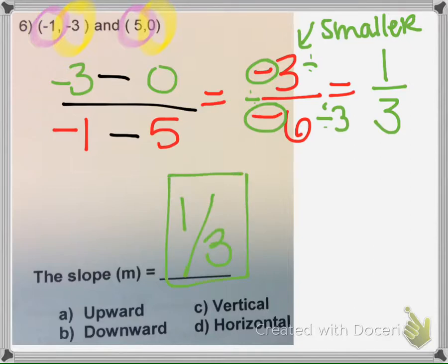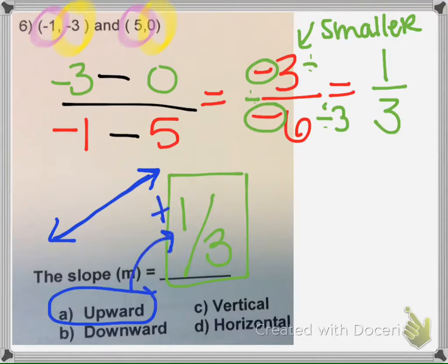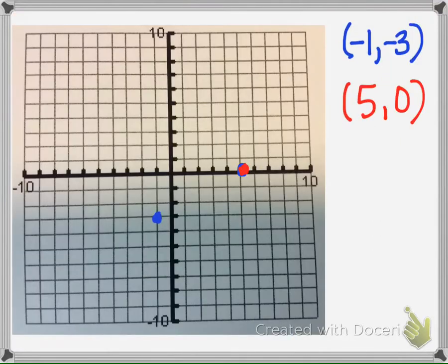And since it's positive, we know from the left to the right, the line is going to go upward. And we know that again because this is a positive slope. Now let's check it. If we graph these 2 points here and then we connect it, you could see that the line does go up.